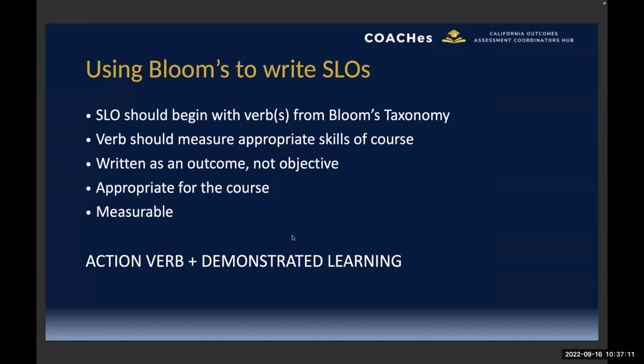And the way to do that is we use an action verb from Bloom's, and the demonstrated learning. So identify what students should be able to demonstrate, represent, produce, and then describe what they should be able to demonstrate or represent through that action. Okay, so we can kind of look at it like that. We use a Bloom's verb and then how that demonstrated learning comes through.